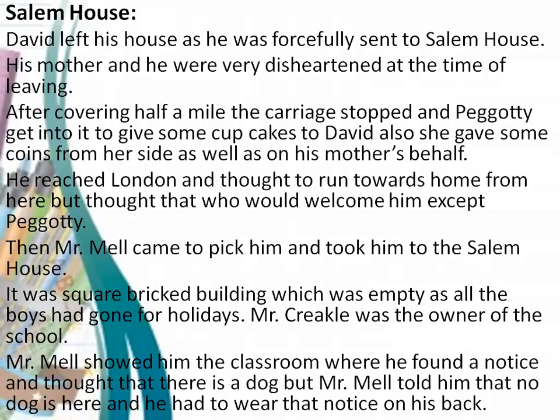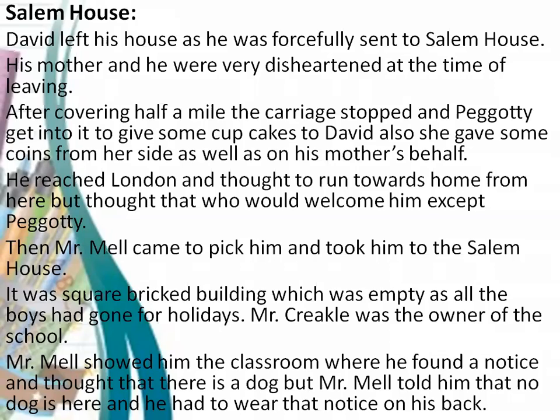Also she gave some coins from her side as well as on his mother's behalf, and there was a purse which had 3 bright silver coins in it, which David could see Peggotty had polished until they shone. Okay, it was the last paragraph of the second chapter, page number 8. But it contained something else even more precious to me, 2 more coins larger than the others.